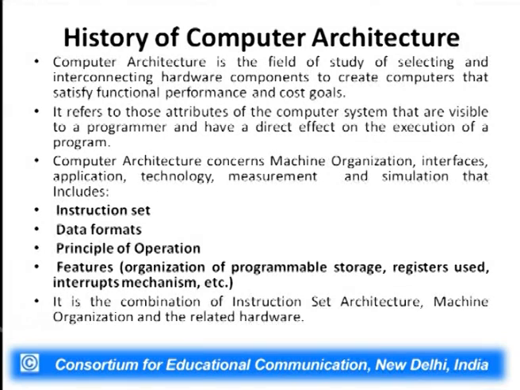Now, computer architecture will depend upon the kind of attributes that are required by the programmer, and they have a direct effect on the execution of the program. Computer architecture concerns machine organization, interface application, technology, measurement and simulation, which includes the instruction set, the format of the data that is to be manipulated, the principle of operation and features such as organization of programmable storage, registers used, interrupt mechanism and so on. It is the combination of instruction set architecture, machine organization and the related hardware which makes up the entire architecture of the computer system.